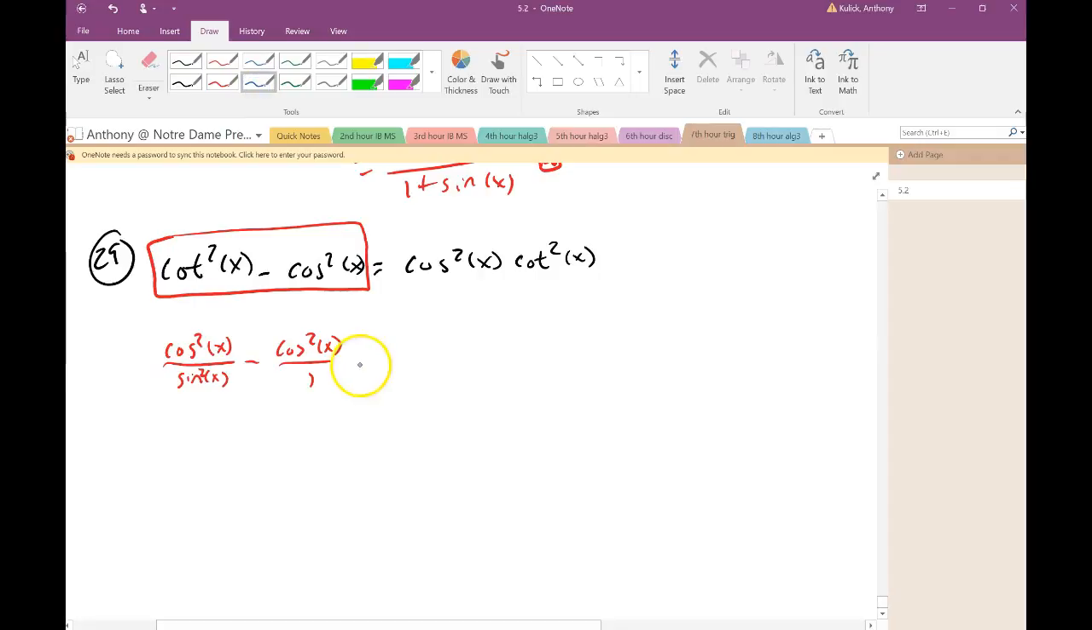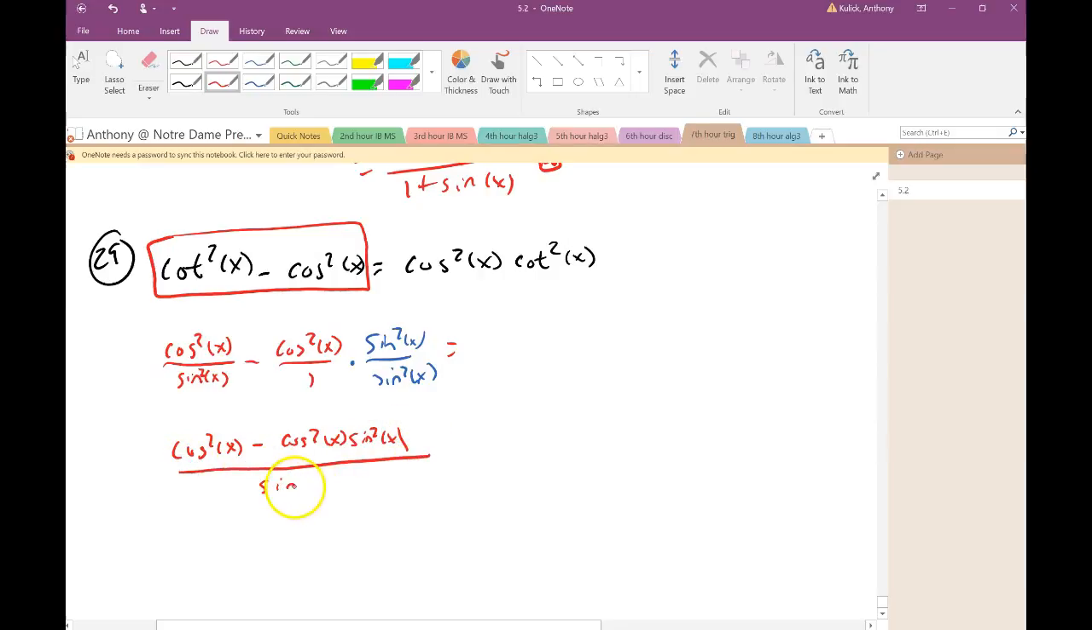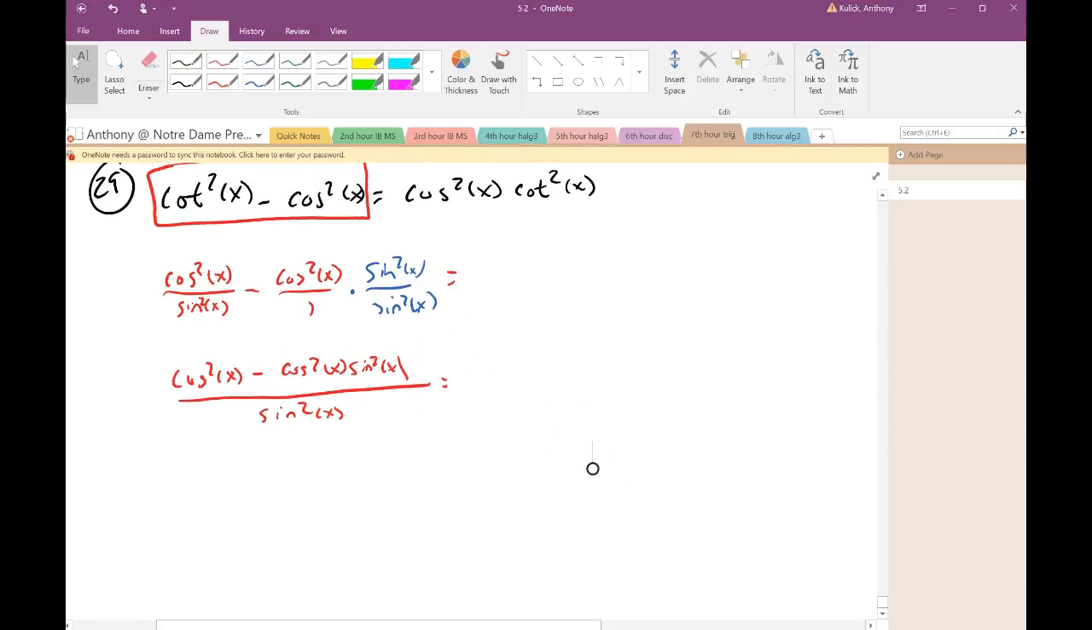And what I'm going to do is just make a common denominator for these things. So I'll multiply the top and bottom of this by sine squared. That's going to give me cosine squared minus cosine squared sine squared all over sine squared. Now what I'm going to do is look at the numerator.